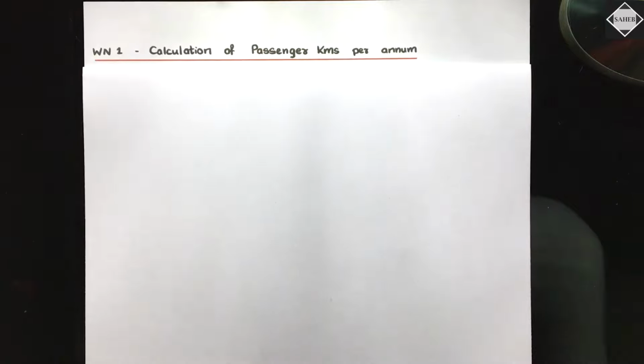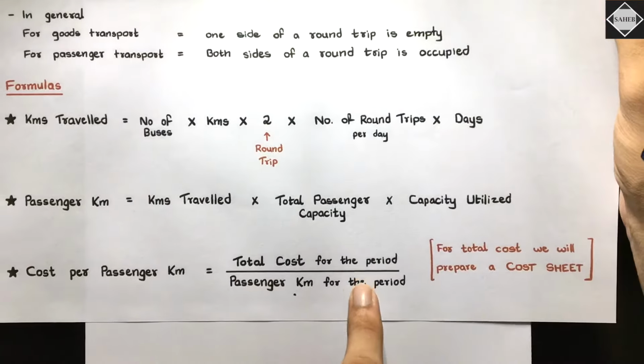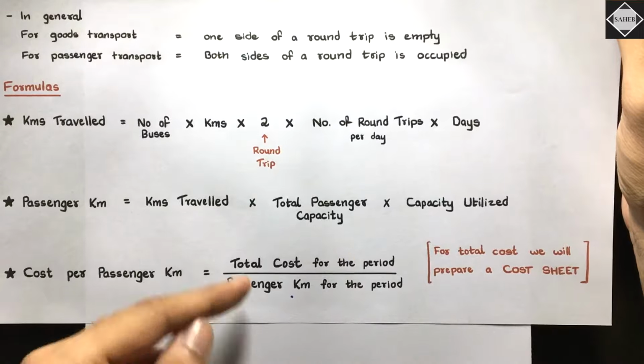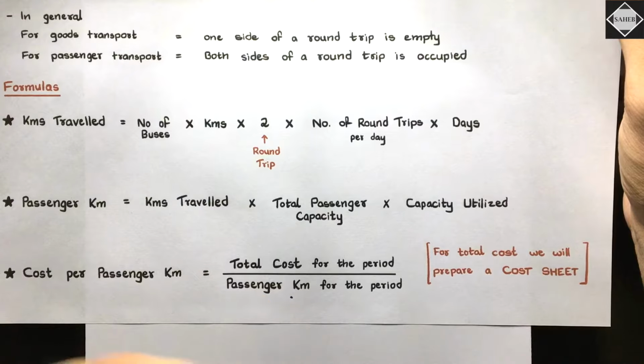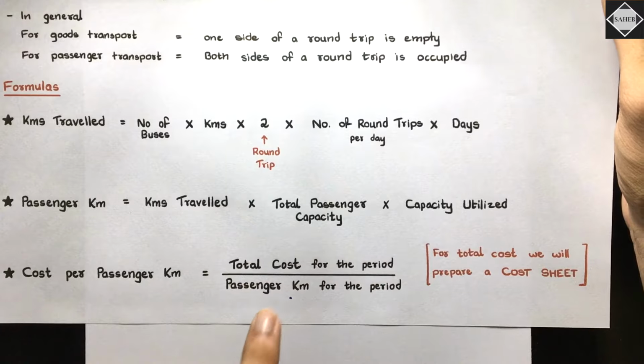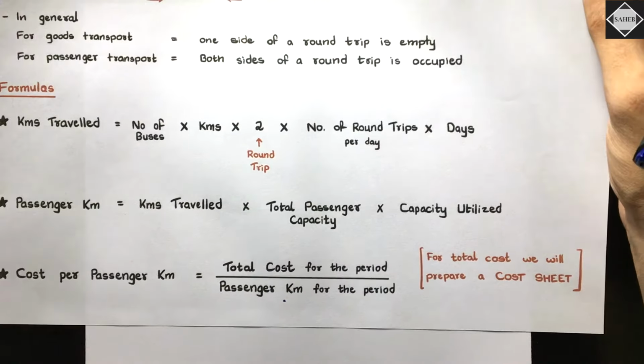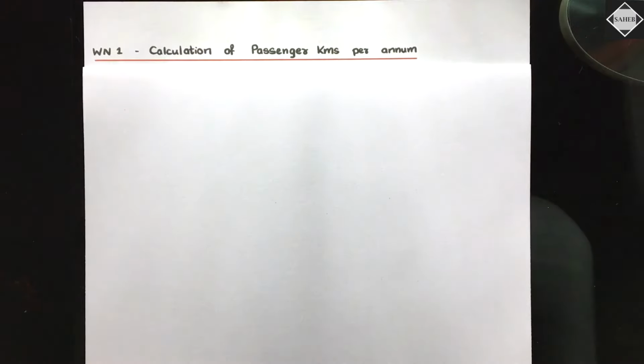If we take all the cost on a per year basis, then what happens? The total cost will be for the year at last in the operating cost sheet. Then the denominator also has to be of the same level for the same period. For the year only we have to calculate this. Is it clear? Okay. So how do we calculate that?